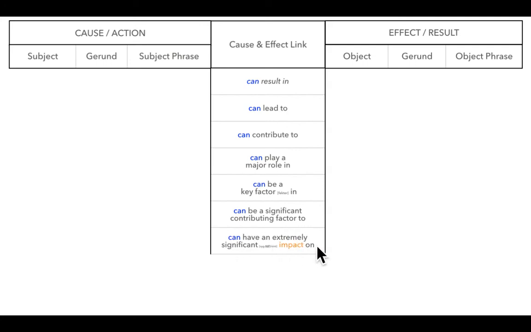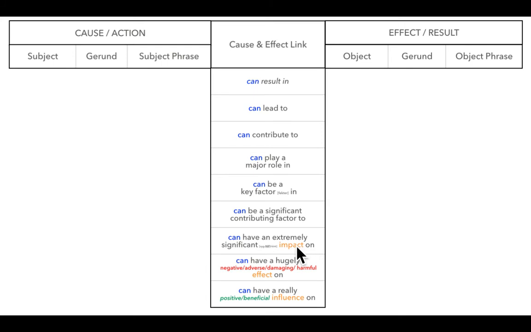Impact on. Ladies and gentlemen, always on. Be careful with that. Students often use other prepositions here. And we're going to look at three brothers: impact, effect, and influence. Here we've said can have an extremely significant impact on. That means it's important. Is it positive or negative?